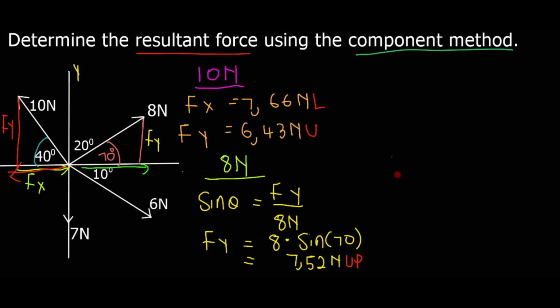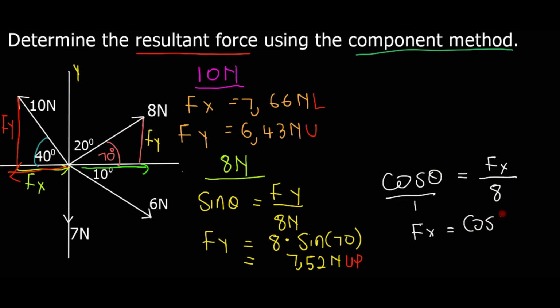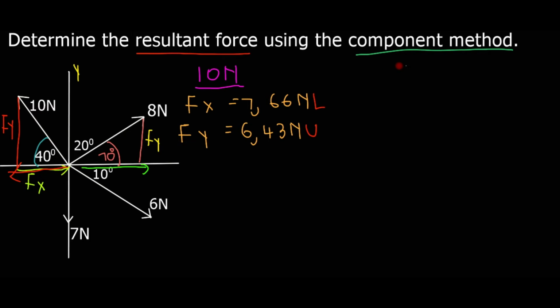So ya x re tlo shumisha cos, rela gore ke tlo re cos theta e lekana le adjacent over hypotenuse, so rela gore fx e lekana le cos 70 times 8. So e re fa gore ke 2.74 newtons, and then direction is to the right. So now re findile ya 10 le ya 8. So now let's find ya 6, but first re ke ngwa le ya 8 here.